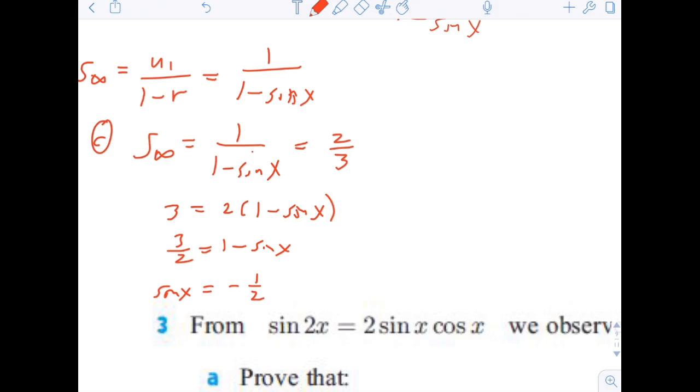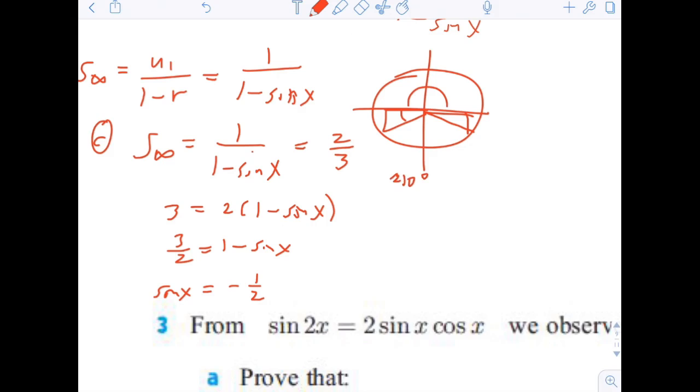When does sine of x equal negative 1/2? Looking at the unit circle, this angle and this angle, right? Negative 1/2 is the sine of these two angles. So it would be 180 plus 30, that would be 210 degrees. And it would be 360 minus 30, which is 330 degrees. And if I was to put that in radians, it would be pi plus 1/6 pi, which would be 4/6 pi. Would that be 4/6, 2/3 pi?